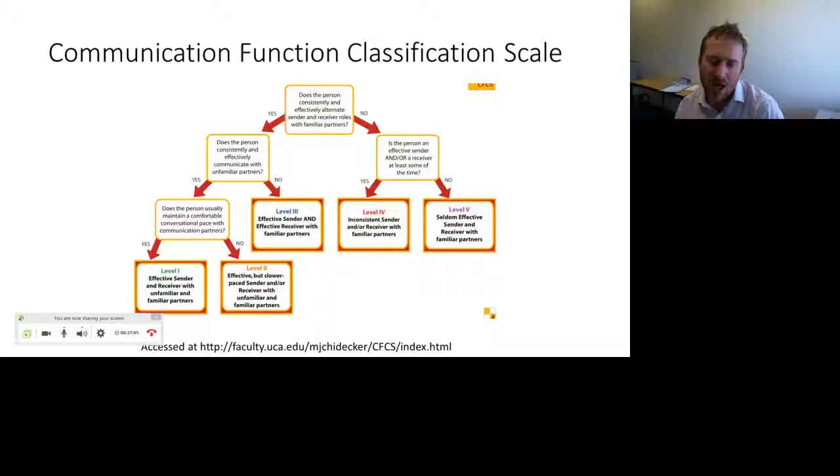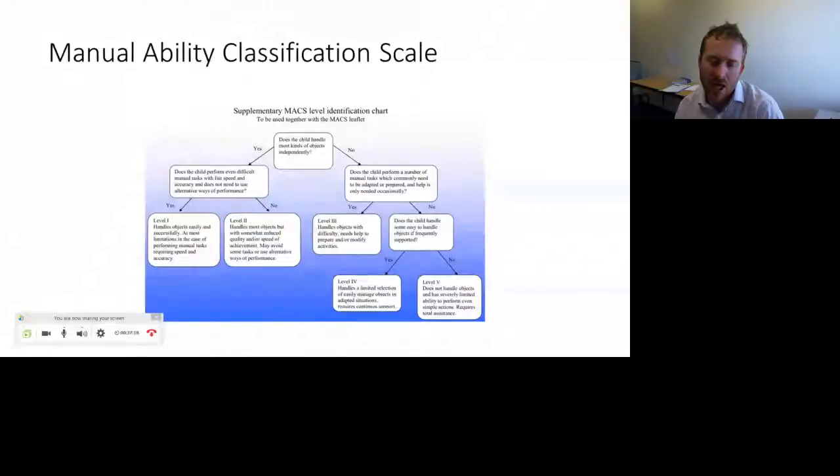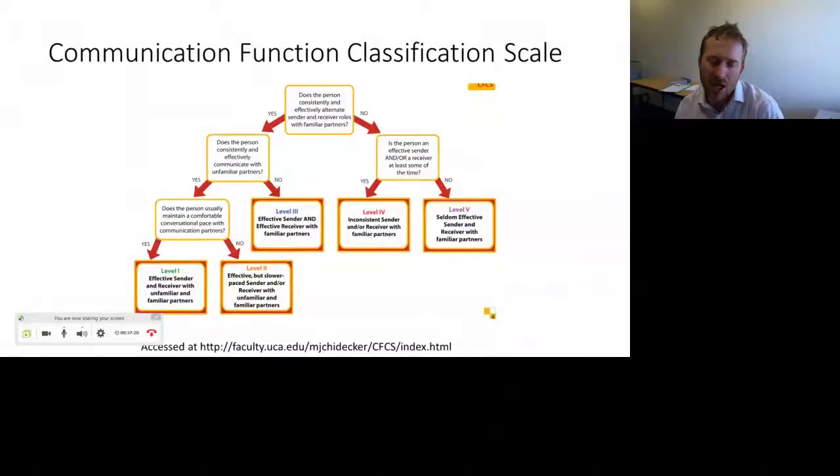At level 3, they can do that with familiar partners, but not unfamiliar partners. And in levels 4 and 5, they're much more inconsistent with their ability to communicate. Both of these, the MAX and the CFCS, are freely available on the internet.